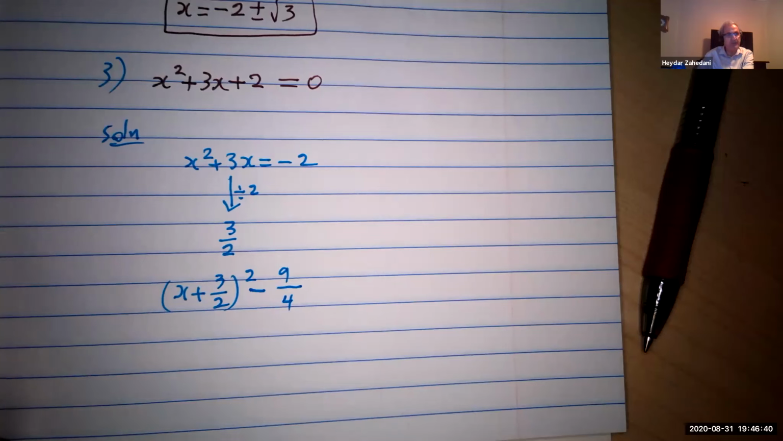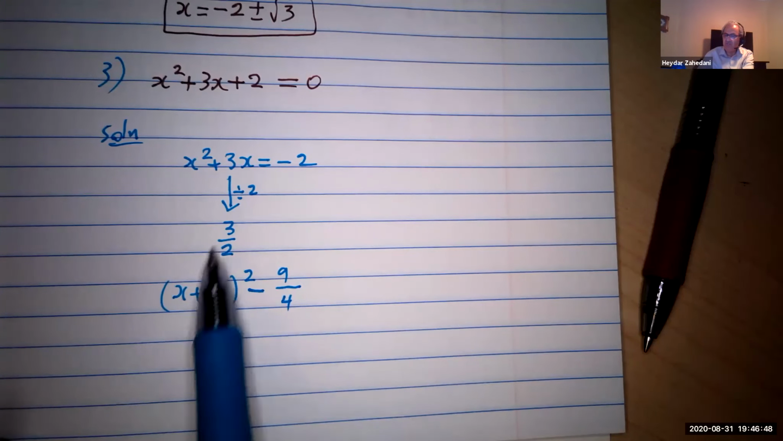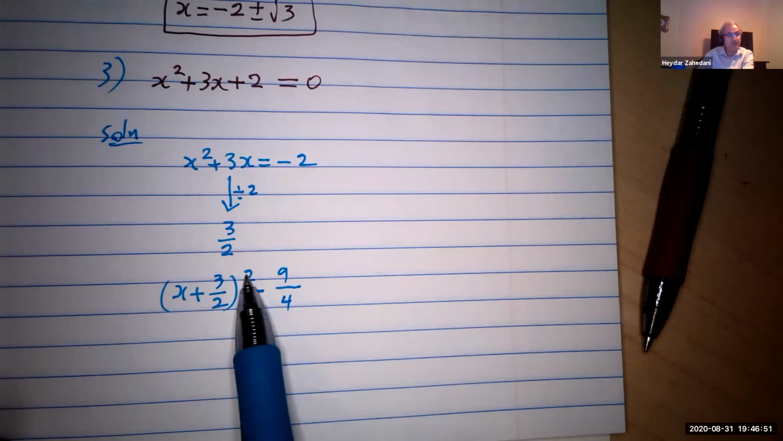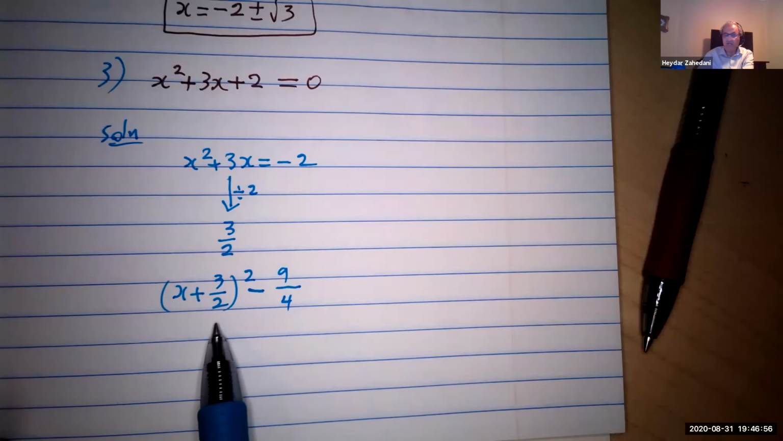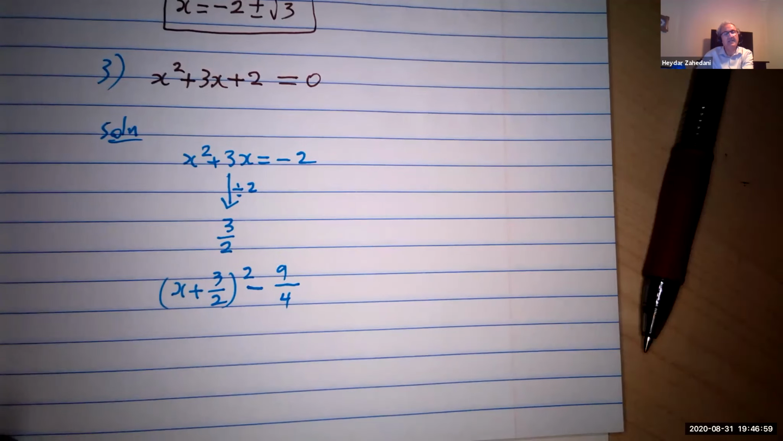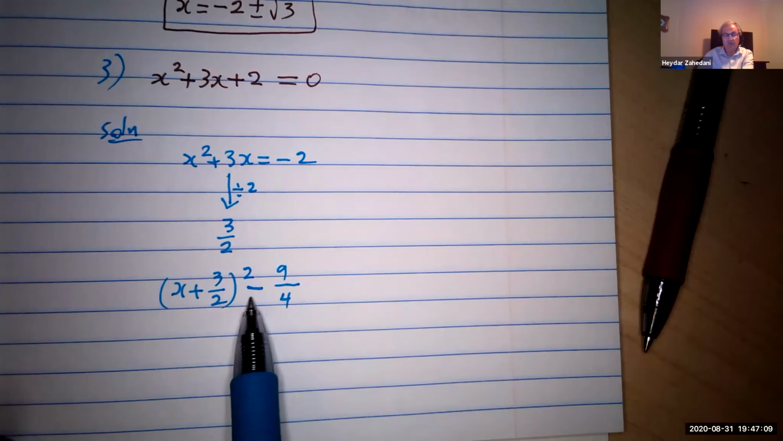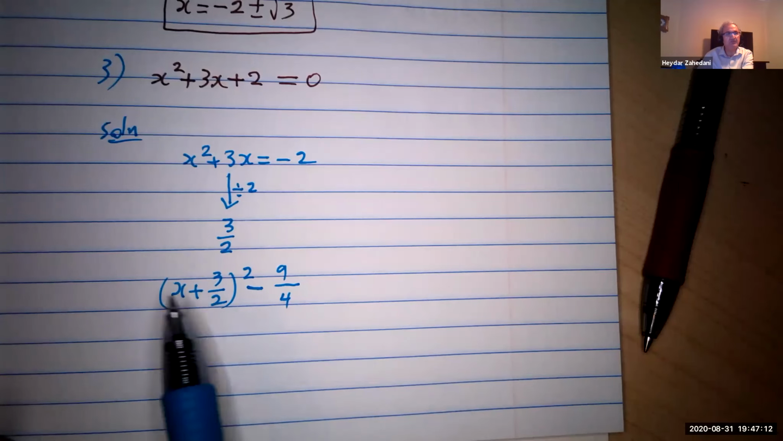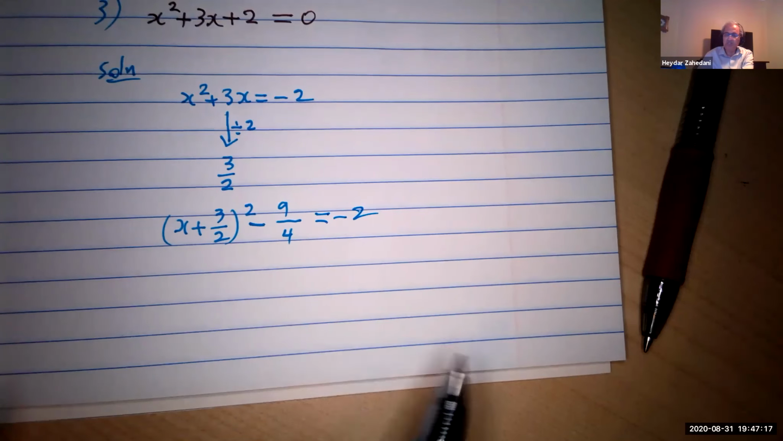Why? Because when you go back, we get x squared, 2 times 3/2 is 6, 6 over 2, 3x, plus 3/2 squared, 9 fourths. There is no 9 quarters here. So it's going to be positive 9 quarters, and the negative 9 quarters, they cancel out each other. Okay, divide by 2, you get the 3/2, okay? x plus 3/2 is squared. But you need to subtract the square of the 3/2, which is 9 quarters, equal to negative 2. Move the 9 quarters to the other side.